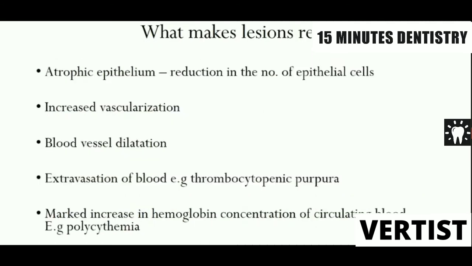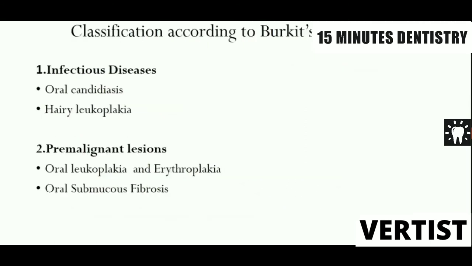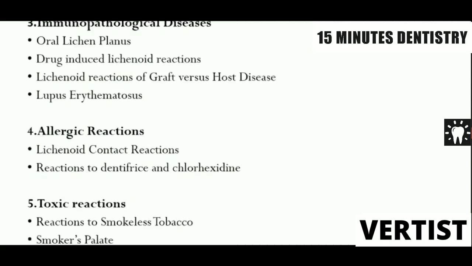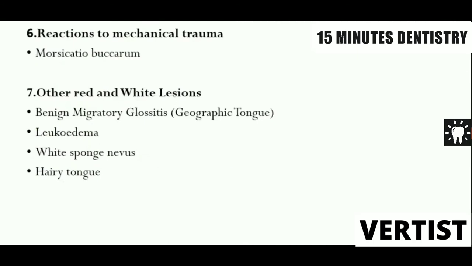Now, let us see what makes a lesion red. It could be due to atrophic epithelium, increased vascularization, blood vessel dilatation, extravasation of blood, or increased hemoglobin concentration as it occurs in polycythemia. Now, I have put red and white lesions classified under infectious diseases, pre-malignant lesions, immunopathological diseases, under which all the oral lichenoid reactions come in, and the allergic reactions, toxic reactions, and reactions to mechanical trauma such as morsicatio buccarum.